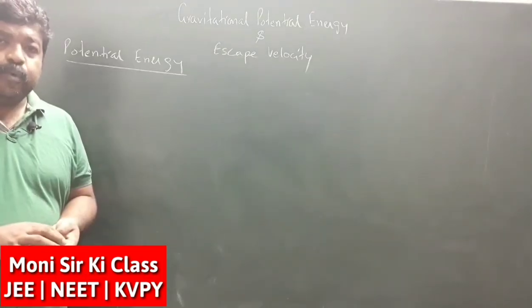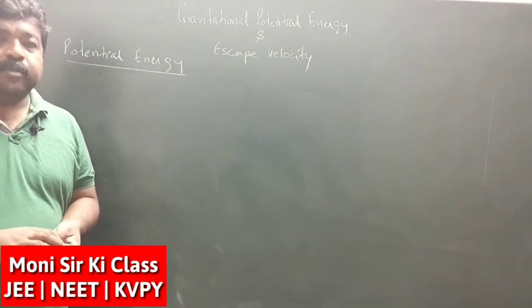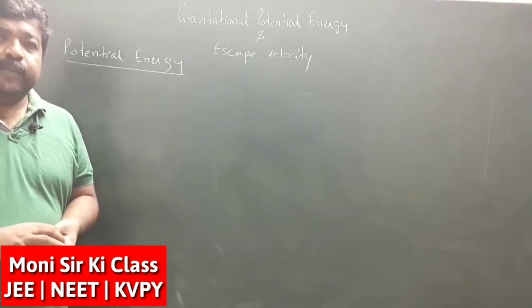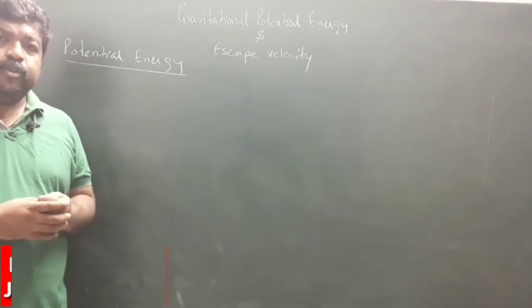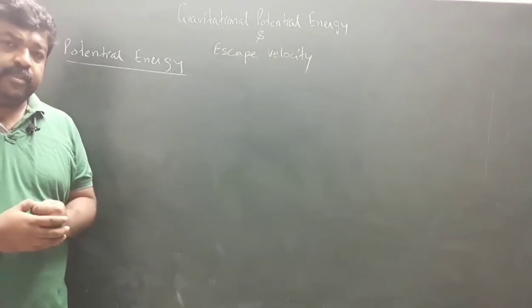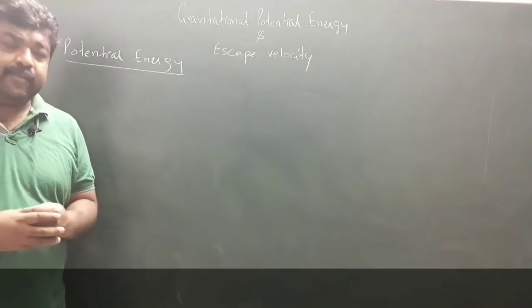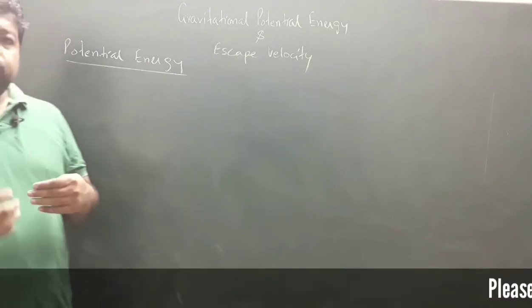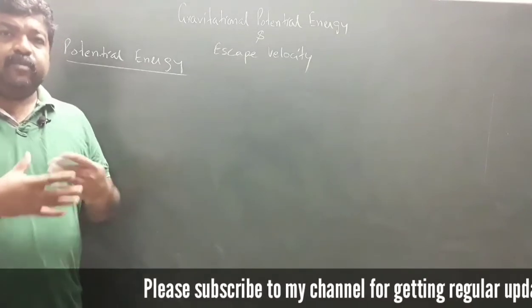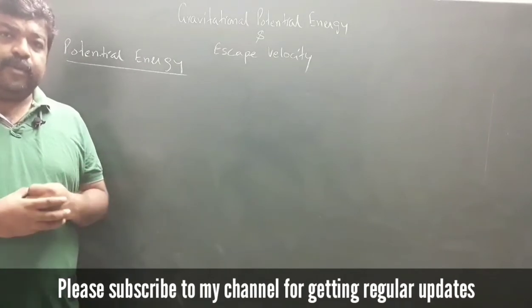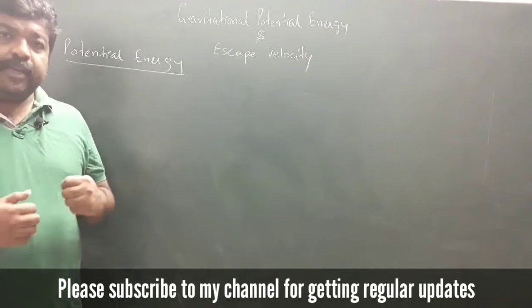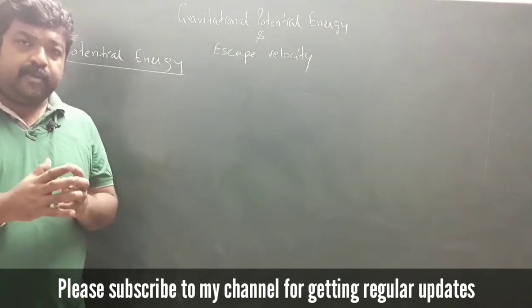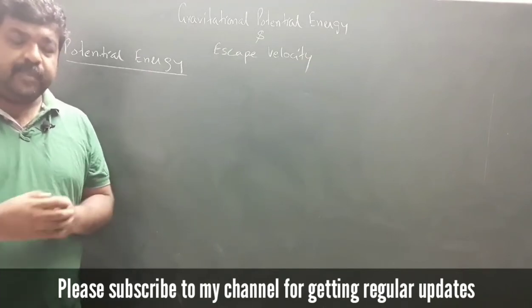Now in the chapter Work, Energy, Power, we have already gone through the term potential energy. We have studied that potential energy is the energy possessed by a body by virtue of its position or configuration. Configuration means shape. When we change the shape of an object, we do some work on the object and the object acquires some energy. Like if you have a spring and you compress it, you are doing some work on the spring, and the spring undergoes a change in shape and stores energy.